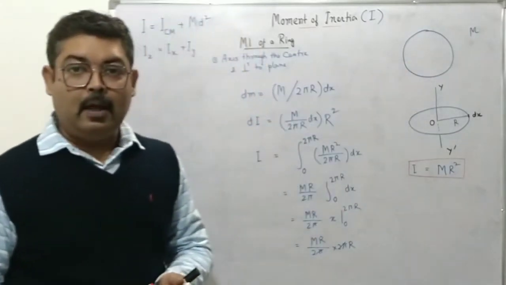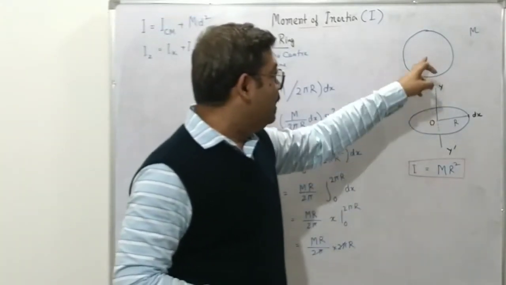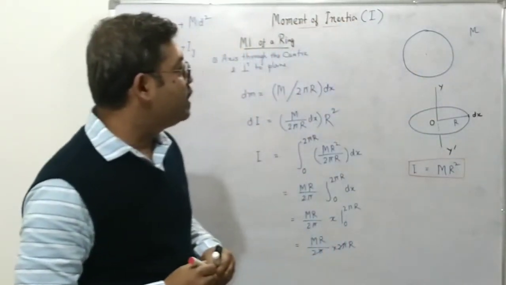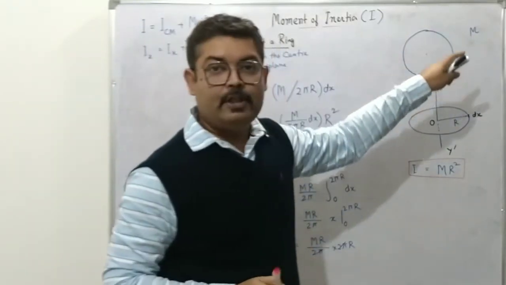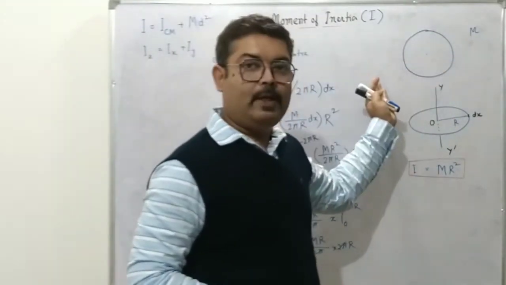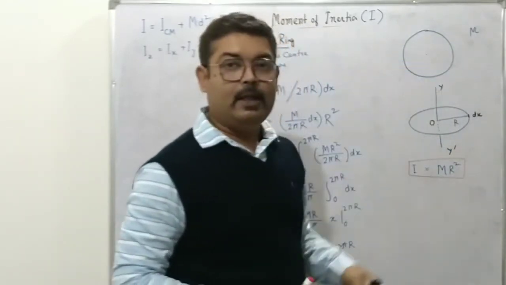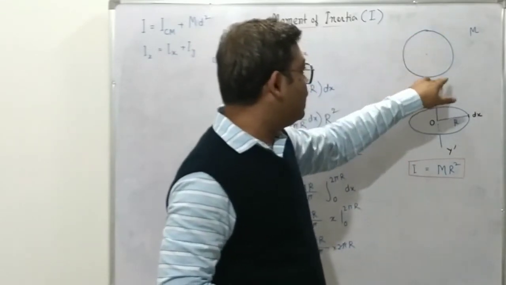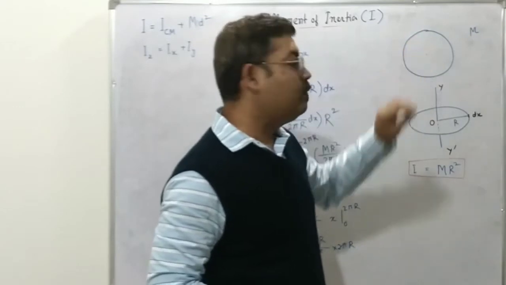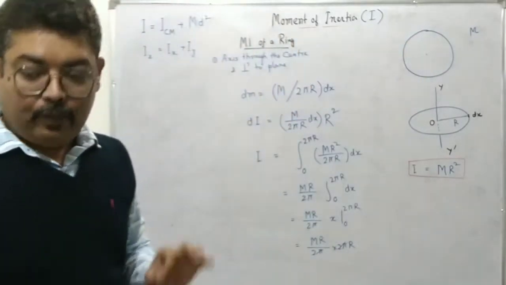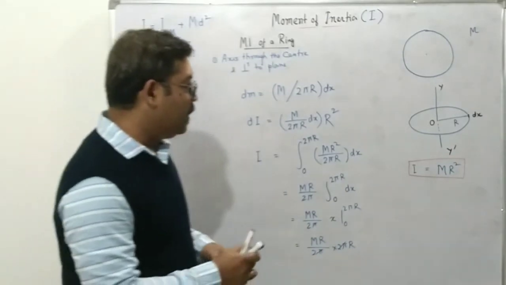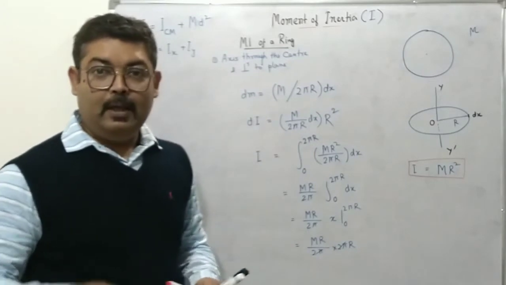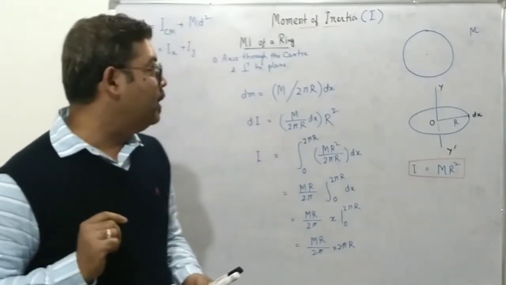Now we need to notice another thing: about the center of the ring, this point, the entire mass is distributed symmetrically. If you take a diameter here, half of the mass will be this side, half of the mass will be that side, whichever you see. So the mass is distributed symmetrically around the center, which means the center of this ring itself is the center of mass of the ring. We need to remember that. So this axis through the center and perpendicular to the plane will also be an axis through the center of mass and perpendicular to the plane of the ring.